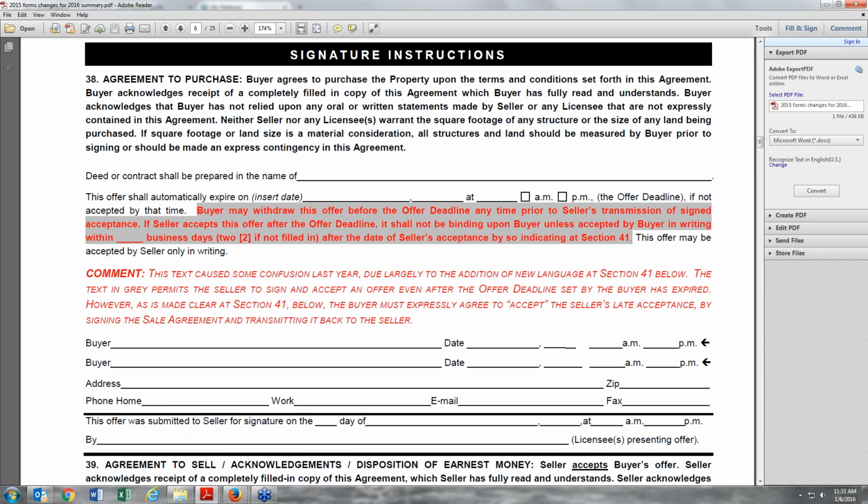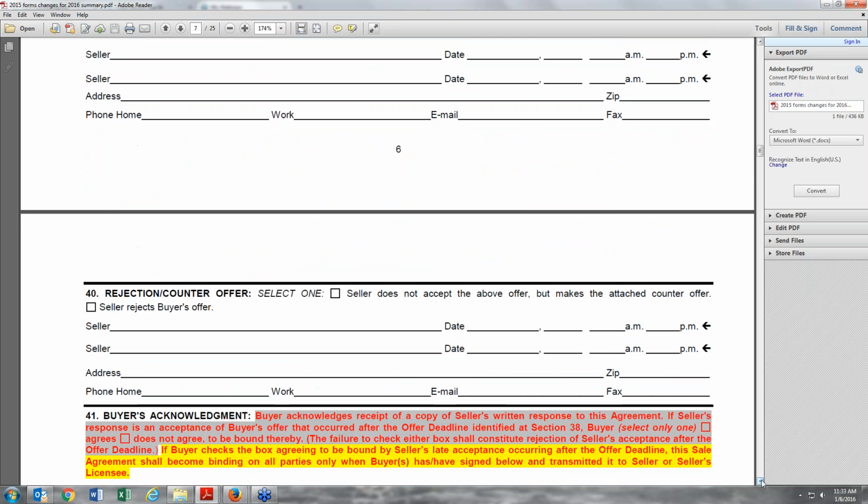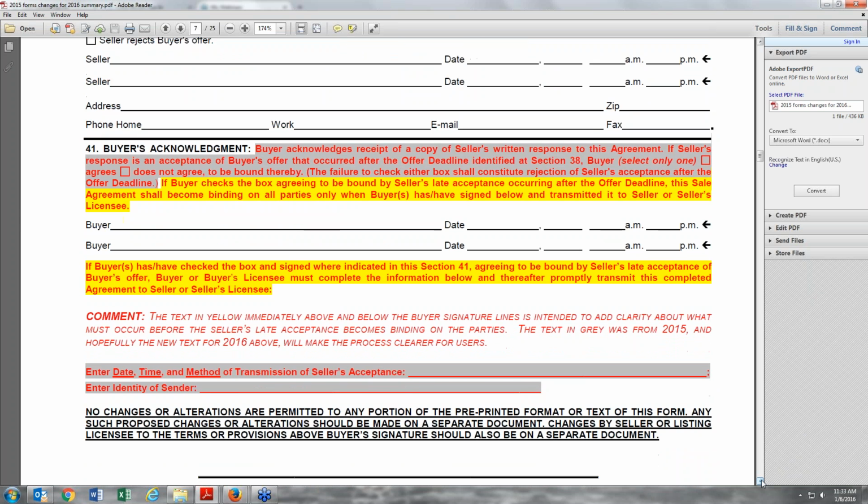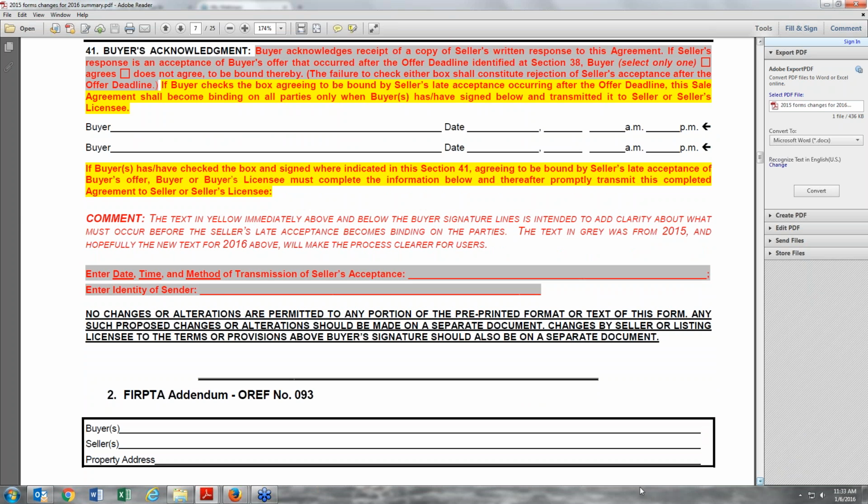So let's go to 41, and that's the buyer's acknowledgement. Again, there's a portion in gray. It says buyer acknowledges receipt of a copy of seller's written response to this agreement. If seller's response is an acceptance of buyer's offer that occurred after the offer deadline identified in section 38, then buyer, and you select only one, the buyer agrees or does not agree to be bound thereby. The failure to check either box shall constitute rejection of seller's acceptance after the offer deadline.